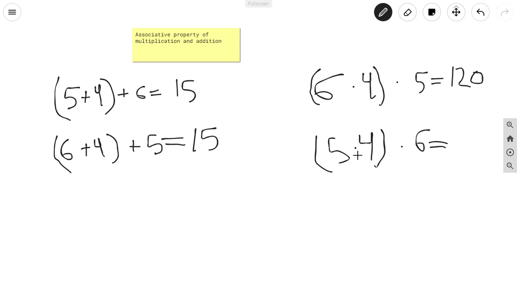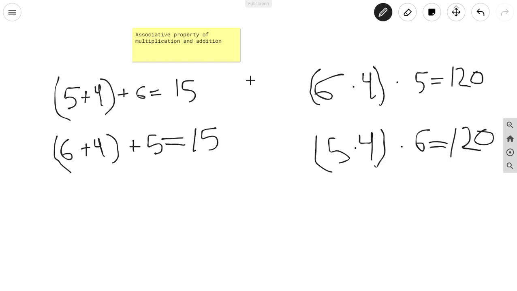Same deal here. 5 times 4 gives me 20. 20 times 6 gives me 120. So that's your associative and commutative properties in a nutshell. Doesn't matter how you group the numbers or move the numbers around, your answer will always be the same.